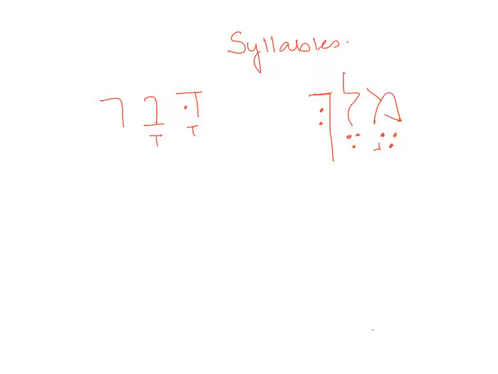There are two words on my screen, melek and davar. I just break them up into syllables. The first terminology I would like you to know is that the syllable with the accent is called the tone syllable. Typically in Hebrew, the tone syllable, or the stress syllable, or the accented syllable, is always the last syllable. So in a word like davar, this is the tone syllable, or what we call the accented syllable.